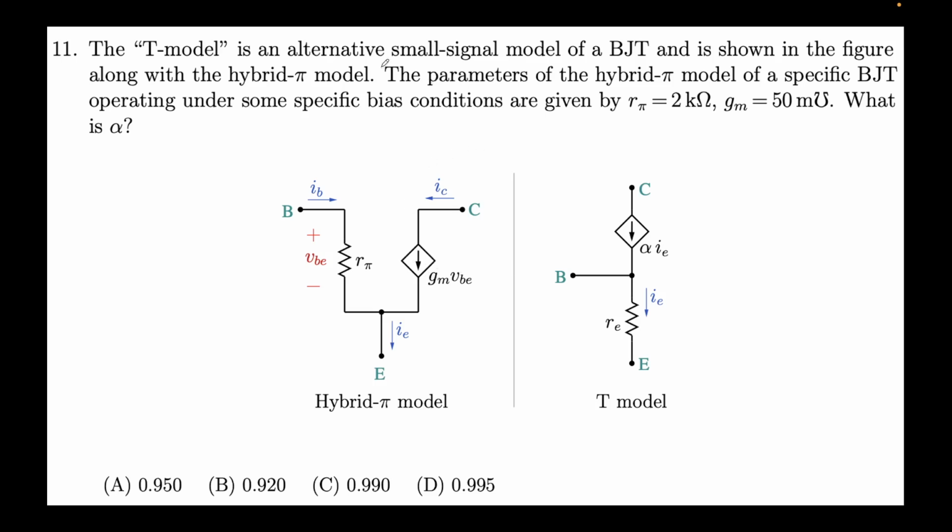Okay, moving on. So there are two models that we can use for solving the BJT problems. First is the hybrid pi model.